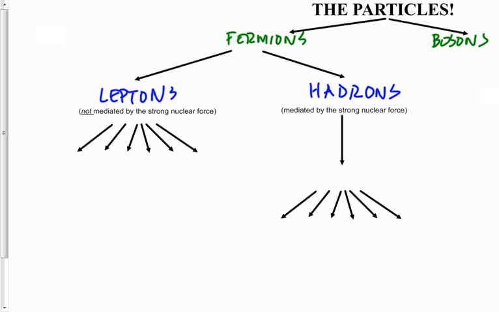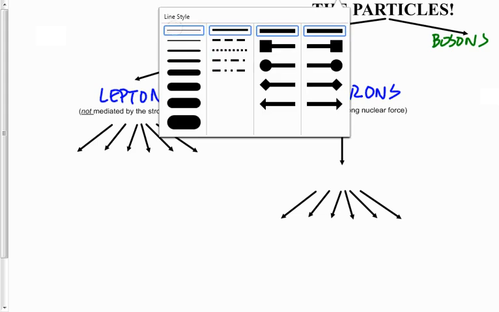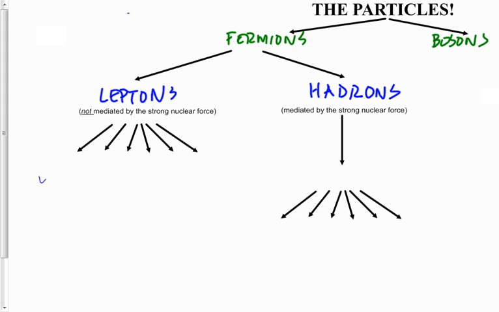There are 6 examples of leptons. There is the electron. That's the most common example of a lepton. Doesn't get any smaller than an electron. You can't break an electron down. As far as we know, you can't break an electron down any further.